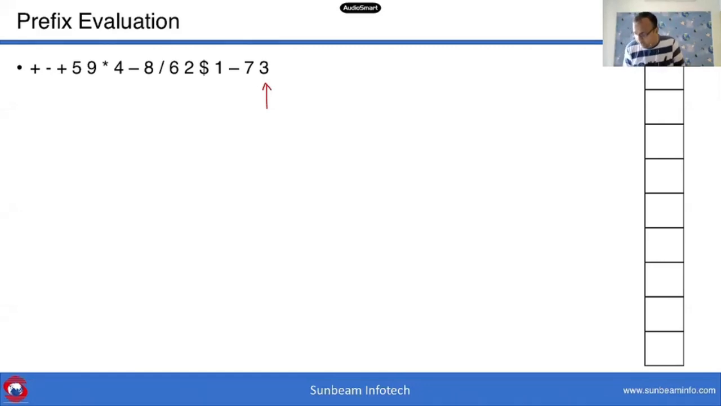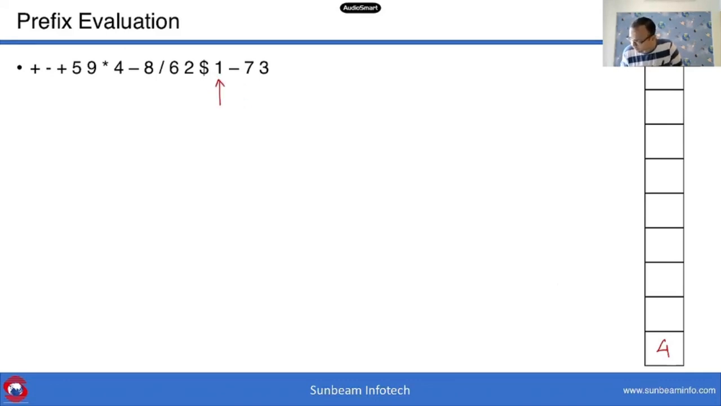Let us continue further and start doing it on paper. So 3 is an operand, you put it onto the stack. 7 is an operand, you put it onto the stack. Minus is an operator. Now all I need to do is pop the first operand, pop the second operand, and do the subtraction. The subtraction result is 4. Put that result back to the stack.